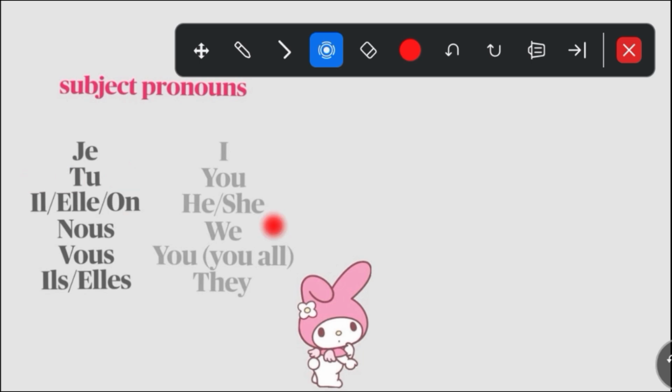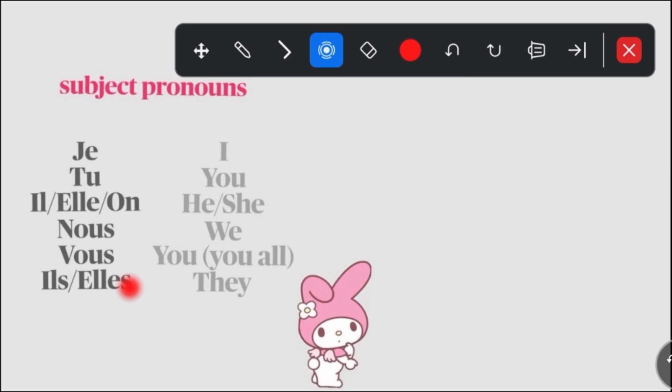Nous means we, vous means you. Now, the difference between tu and vous is that vous is used generally when you are talking to someone who should be respected. So, use the vous form. For example, if you're talking to a teacher or someone elder than you or someone you're not close with, someone like that. So, we have ils and elles. Both ils and elles mean they. You should use ils if they're masculine plural, and elles if it's feminine plural.